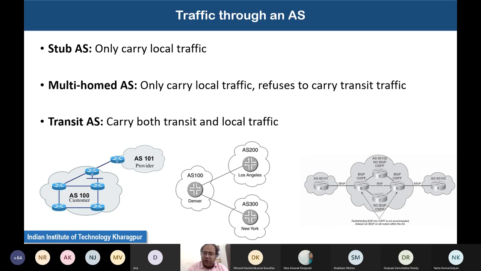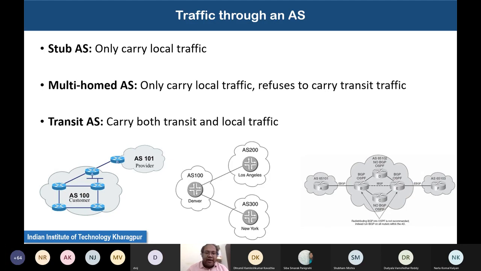Then we have the multi-homed autonomous systems. These multi-homed autonomous systems again only carry the local traffic. It refuses to carry the transit traffic. So that means you are connected with multiple other autonomous systems, but you are just taking the traffic from one autonomous system or forwarding the traffic to another autonomous system. You are not using any kind of transit traffic. Okay. The second picture, the middle picture here, is an example of such a multi-homed device.